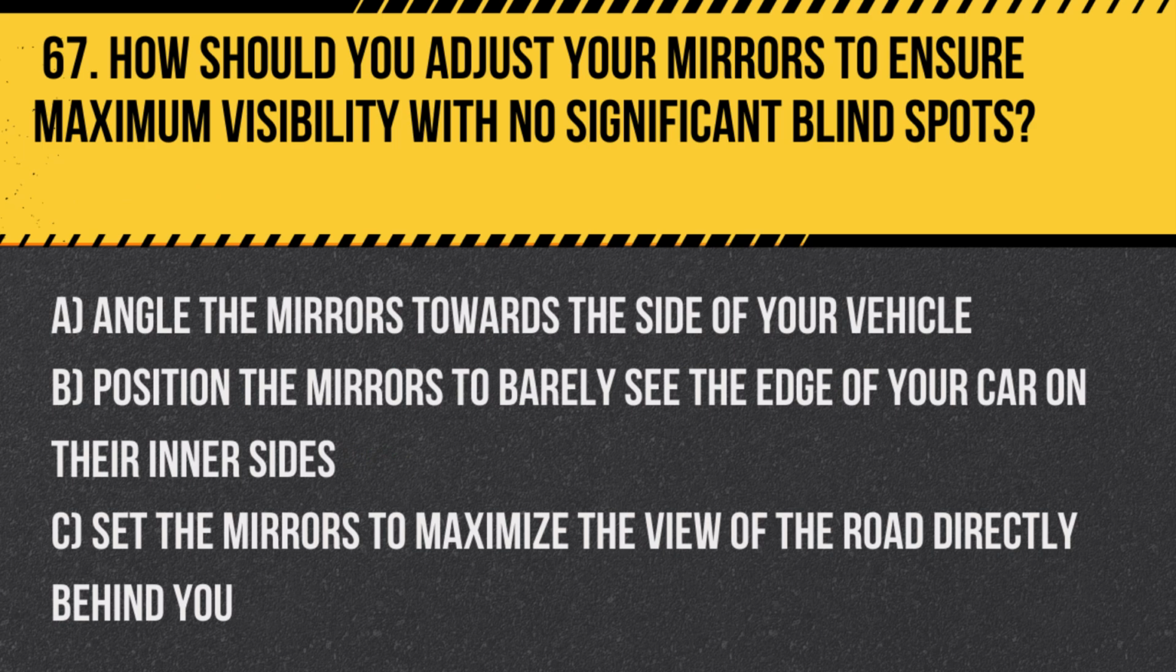Question 67. How should you adjust your mirrors to ensure maximum visibility with no significant blind spots? A. Angle the mirrors towards the side of your vehicle. B. Position the mirrors to barely see the edge of your car on their inner sides. C. Set the mirrors to maximize the view of the road directly behind you.